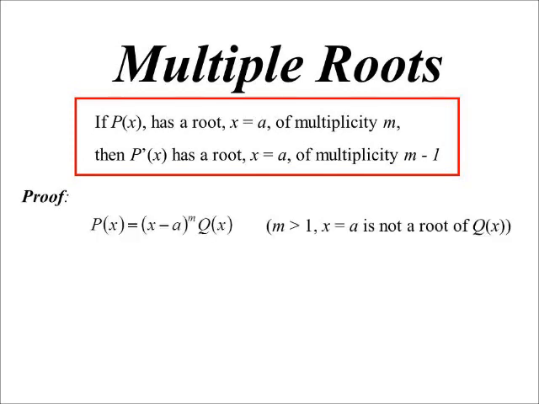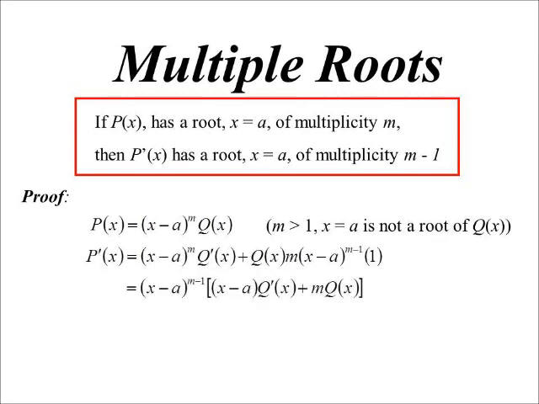So let's just prove that. So it has a root at a, multiplicity m. So we know (x minus a) to the power of m is a factor. Now the thing we have to point out here is m needs to be bigger than 1, of course, because we want it to be a multiple root, and also a is not a root of this other factor Q(x), because if it was, then it wouldn't be a root of multiplicity m, it'd be m plus something.